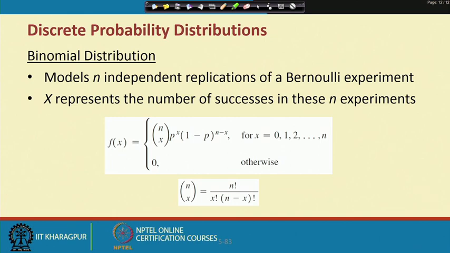nCx p to the power x, (1 minus p) to the power n minus x. This is the functional form. Either the particular variable will follow that function or not. This is the kind of example. Ultimately, for any distribution, we have parameters and the random variable. So you just specify them and it will give you the indications. We can use an Excel spreadsheet to get all these numbers. Excel has such functions, and you can easily get all these things.